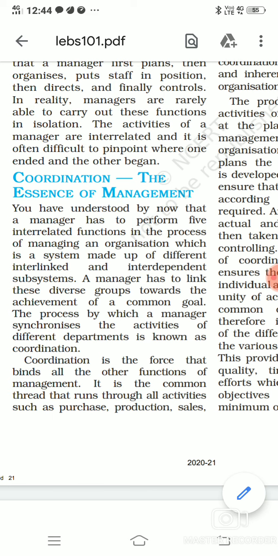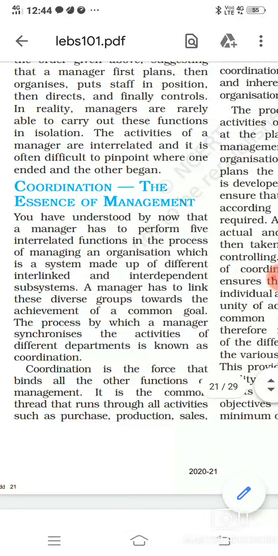Children, we have already started chapter number 1 offline, and we have reached the coordination topic of chapter number 1, that was coordination, the essence of management. Now, before going through this, the essence of management as coordination, I would just like to give an introduction about what we have done in the beginning of this chapter.